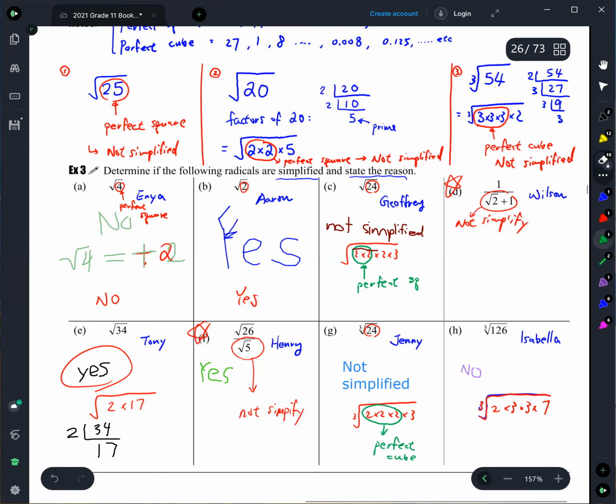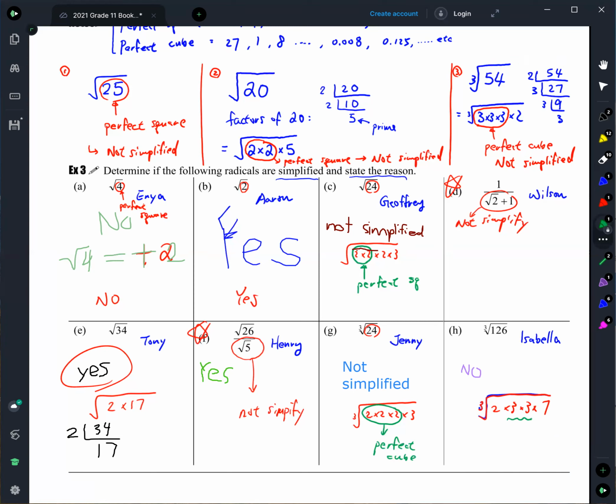You see a perfect cube inside. Where? The 2 3s. If you have 2 of them, oh wait, that's called a perfect square, right? Because 3 times 3 is 9. That's a perfect square. You need to have 3 of them the same to be called a perfect cube. Then no. Okay, so no perfect cube inside. So in fact, this one is yes. Okay, it's simplified.